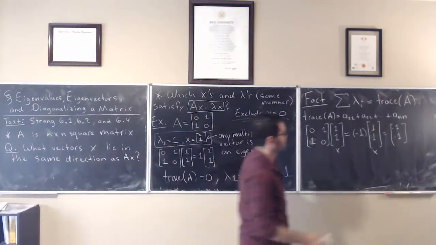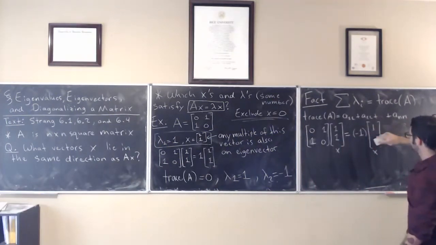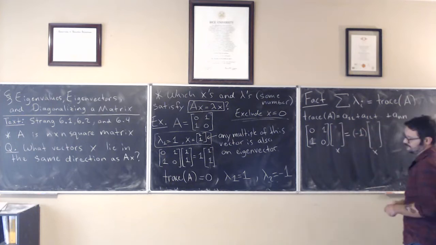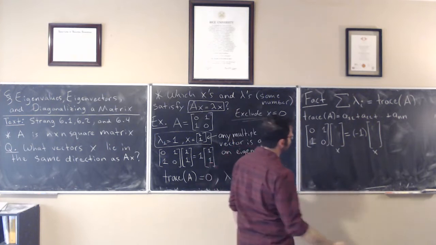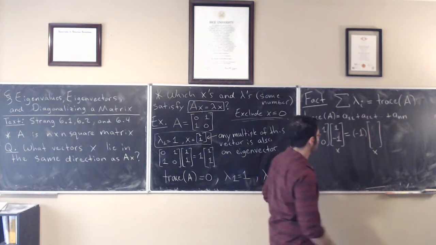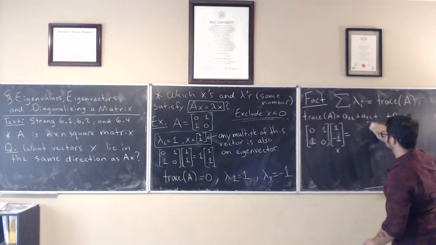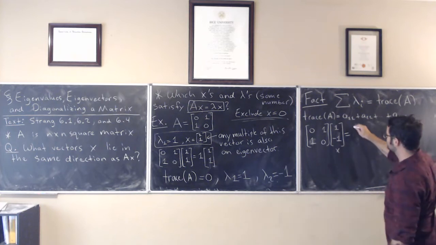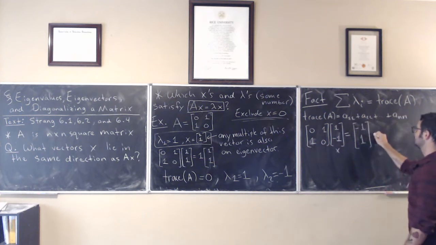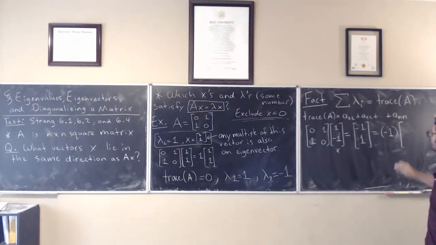Gotcha. Yeah, it's a little tricky at first, I admit, but it just takes a little bit of thinking, right? What about this one? What about 1, -1? What does that product equal? That product equals -1, 1, right? But this is equal to -1 times 1, -1. So did that work?